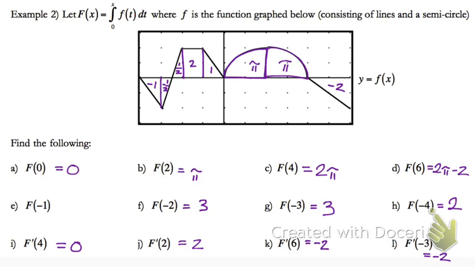Oh, I forgot one. F of negative 1 is equal to 1. Oh, my bad. I need to change some of these answers. I made a mistake, and let's talk about why.